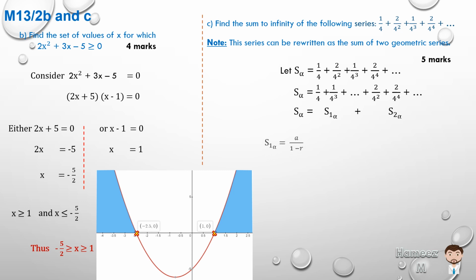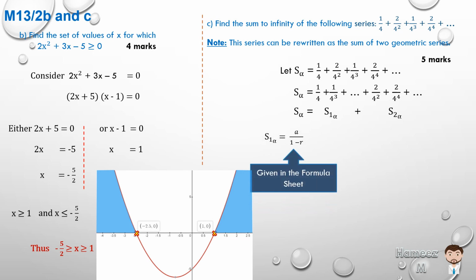So the sum to infinity of the first series is a over 1 minus r. If we look at the first series, we know a, the first term, is 1 over 4. And how do we go from the first term to the second term and so forth? We're multiplying by 1 over 4 squared. So that will be r, the common ratio. So if we substitute, we're going to get 1 over 4, or a quarter, divided by 1 minus 1 over 4 squared.